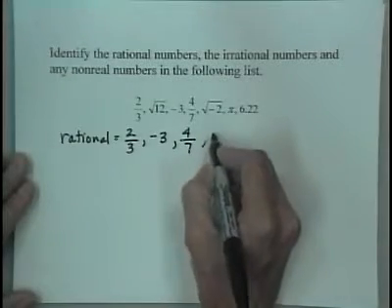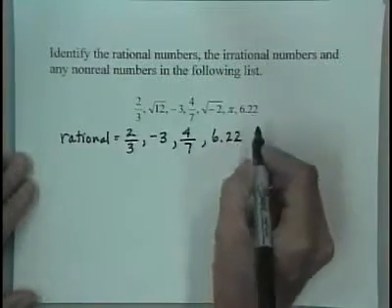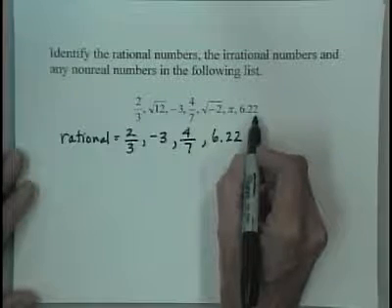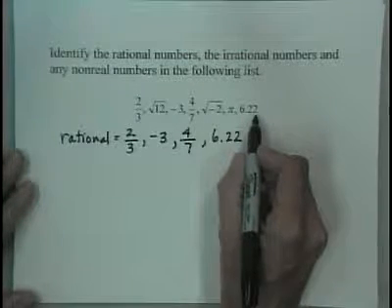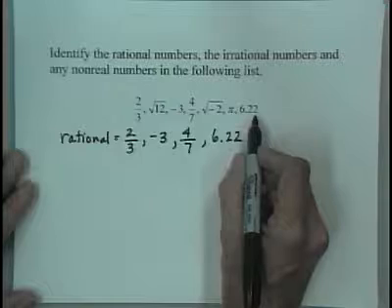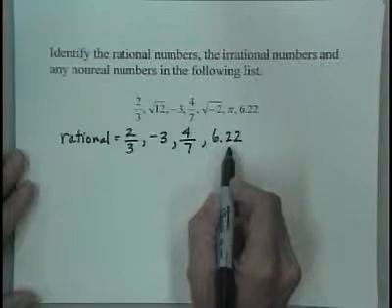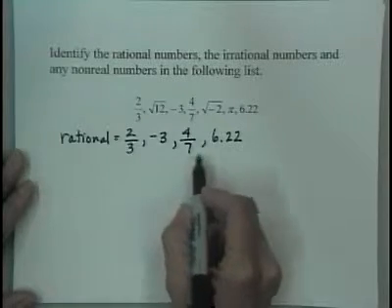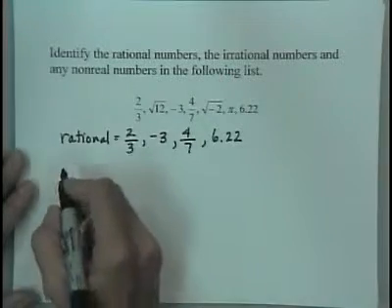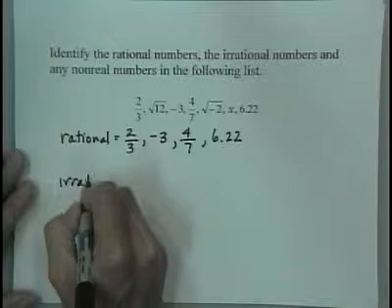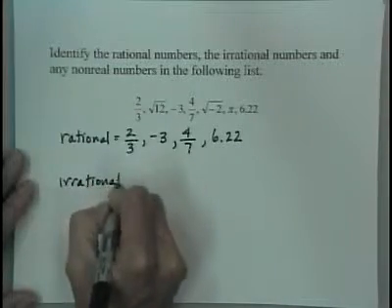The number 6.22 is rational. It's what we call a terminating decimal. It can be written as 6 and 22/100ths, which could be changed to a ratio of integers. So these are the rational numbers in our list. Let's pull from the remaining numbers those that are irrational.